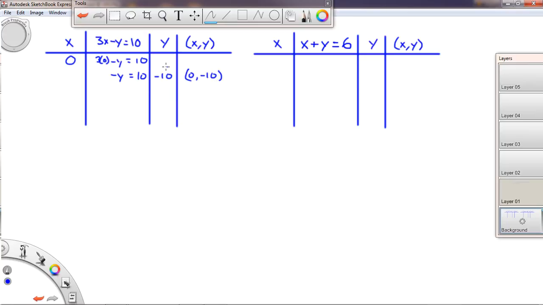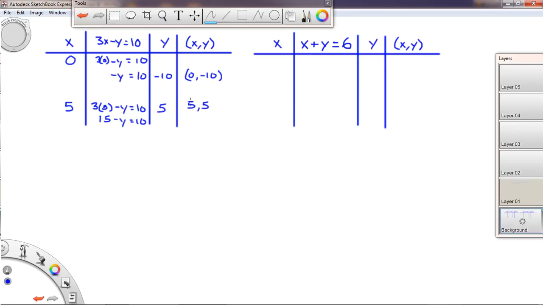Okay, I'll plug in 5 for x. That gives me 3 times 5. Substitute the 5 in for this x here. Minus y is equal to 10. So 15 minus y is equal to 10. I think we can all see that y is 5 there. So my point is going to be 5, 5.